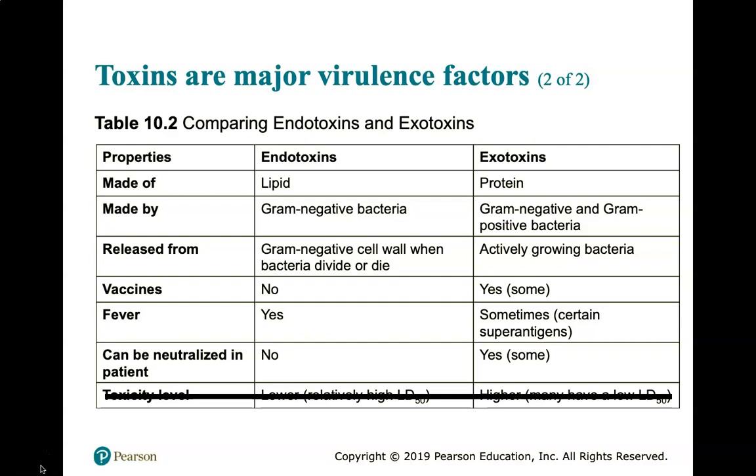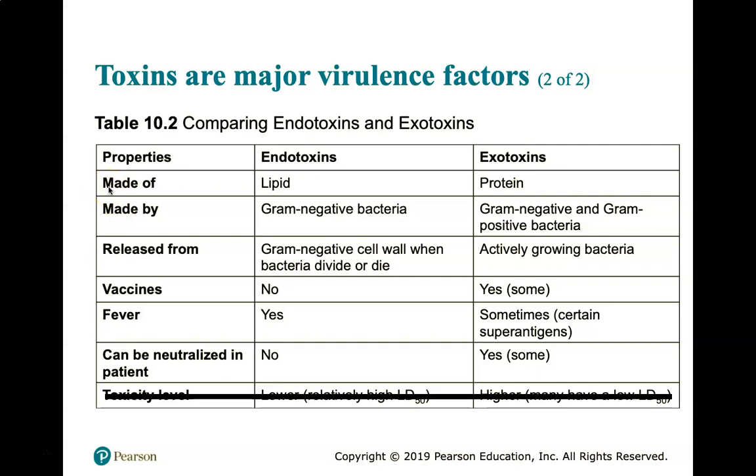So this is table 10.2 in your book. You absolutely 100% should go through this and read it, practice it, because there's some really important information. Now, some of the big points here are, what are the toxins made of? If you're an endotoxin, it's lipid-based. If you're an exotoxin, it's protein-based. The made by, whether it's gram-positive or gram-negative, that can vary.